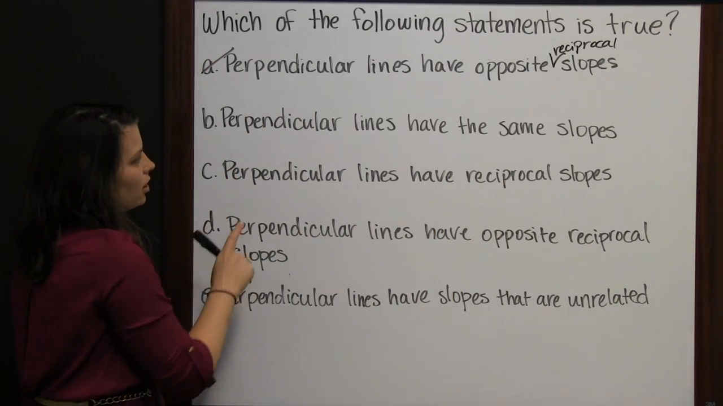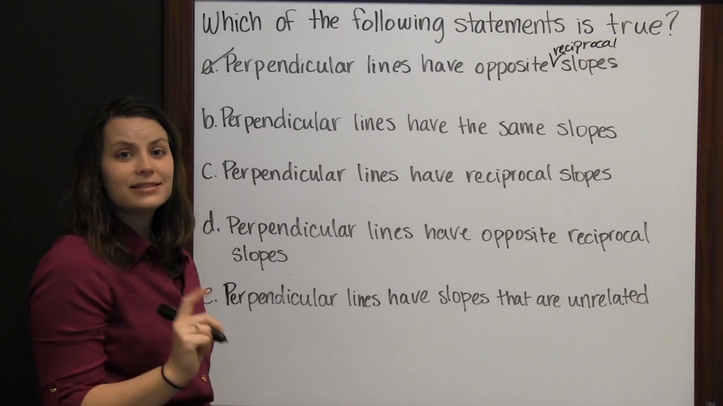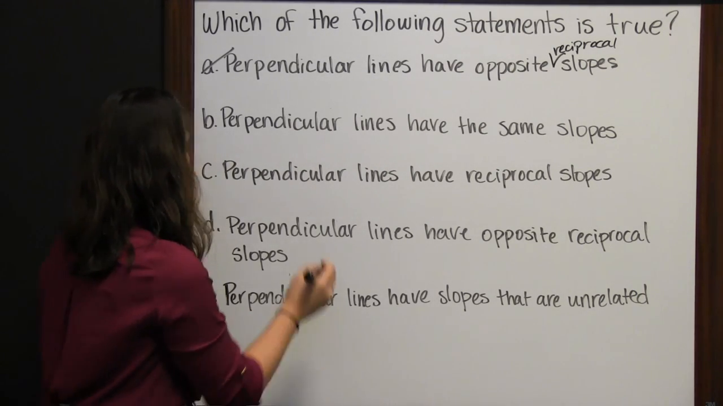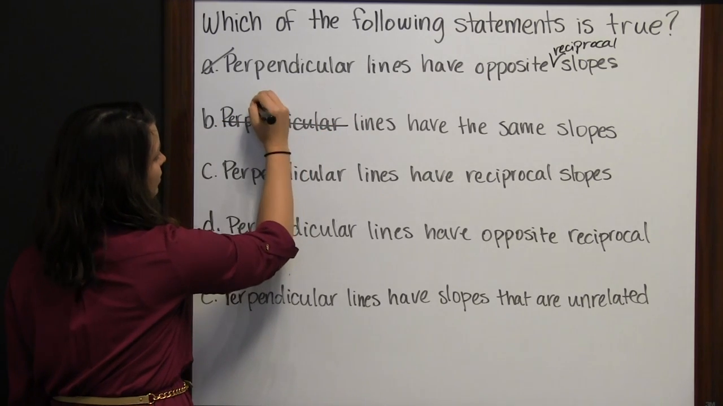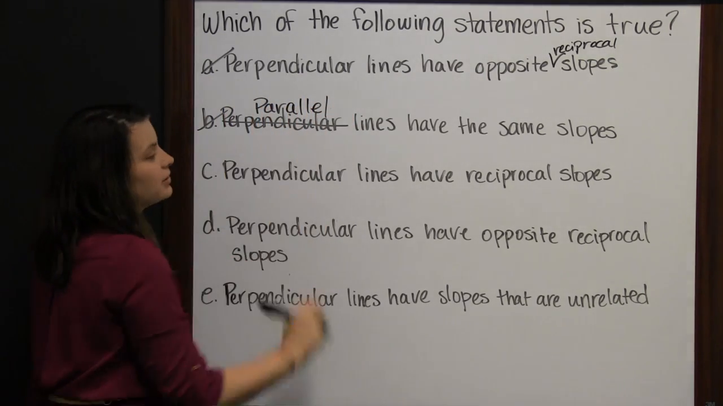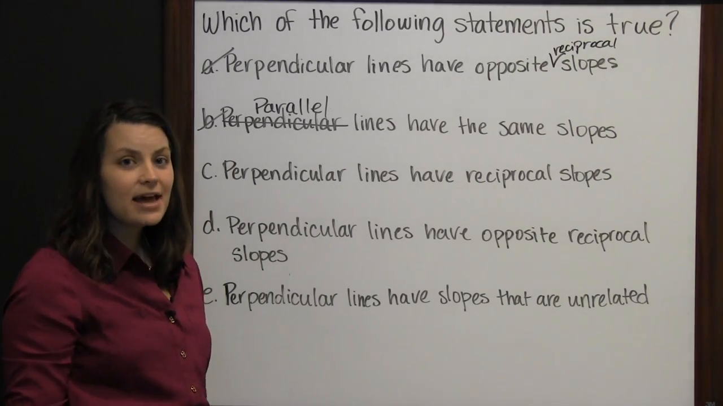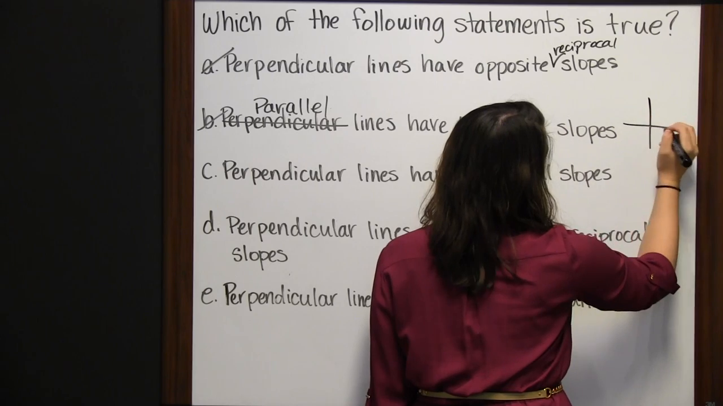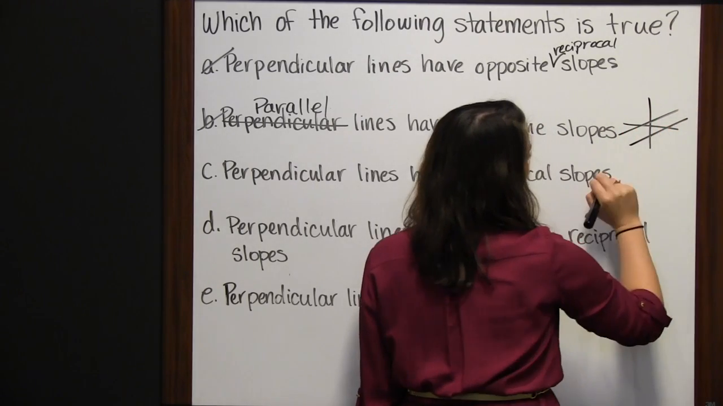B, perpendicular lines have the same slopes. Again, not true. That would be parallel lines that have the same slope. Parallel lines are lines that never touch, never intersect. So their slopes would need to be the same so that they would never touch each other.